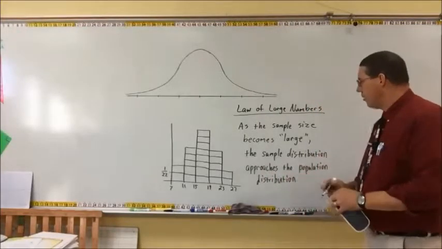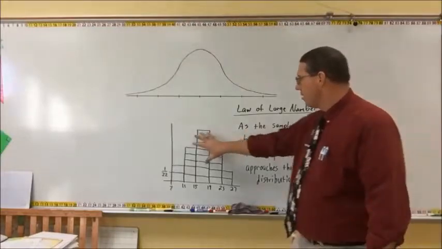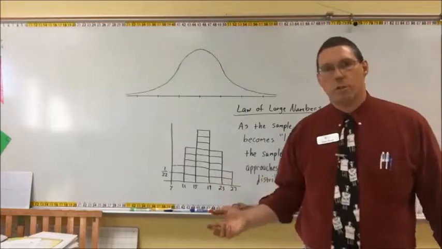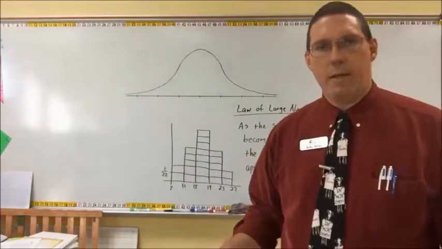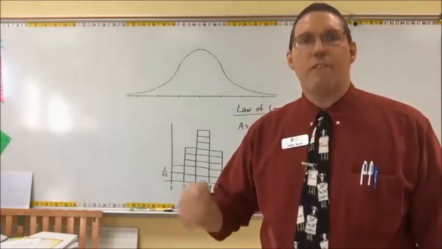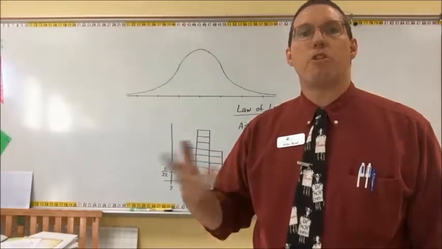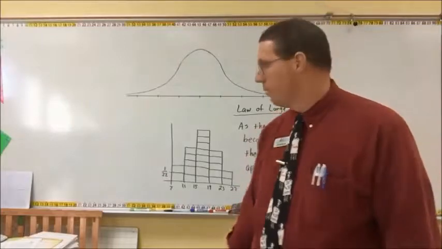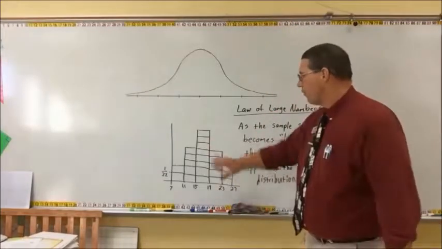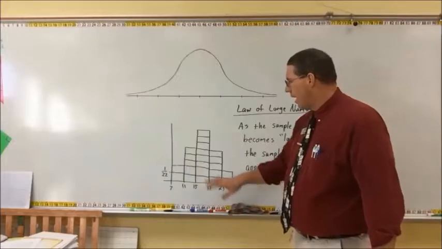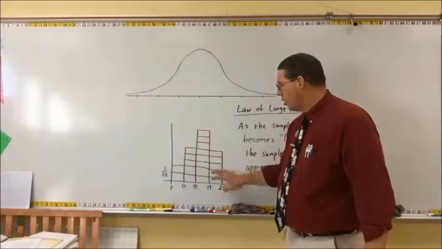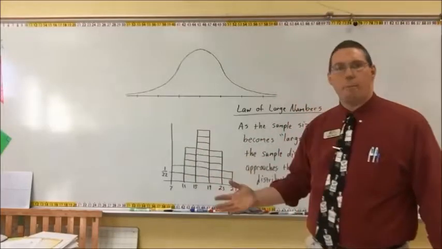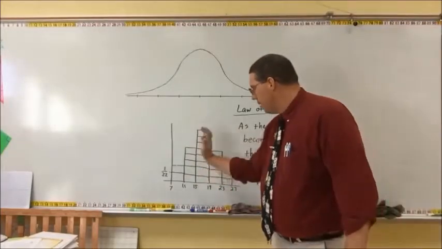So the law of large numbers says that as the sample size gets larger and larger, this histogram will actually start to look like the real histogram that you would have if you had observed every item in the population. So that's the first thing I want to show you: as your sample size gets larger and larger, your histogram is going to start looking a lot more uniform. It's going to start to become symmetrical.